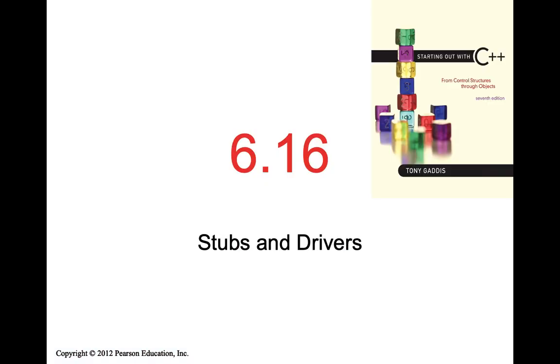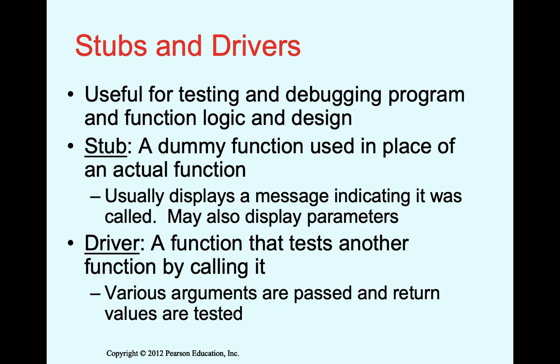Same like stubs and drivers. Sometimes you have code with a lot of functions, and there are some problems with some function, but you don't know which function has the problem. So sometimes you use a stub. A stub is a dummy function used in place of an actual function. So you replace some function, you comment out this function and use another function, and the other function just takes the arguments and prints them and sees the return value and checks if the arguments are correct or not.